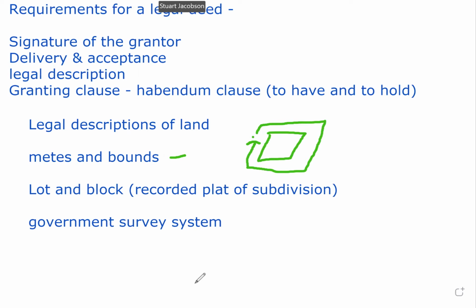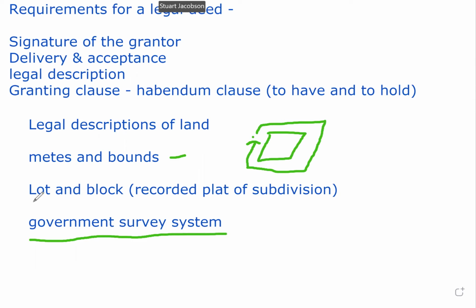So we still use that on the East Coast. There's a lot of states that still use that because if you have a metes and bounds description, it doesn't go away. But what happens is they probably aren't going to be creating any new ones. So when we move out to the West Coast, that's when we use the government survey system. And we'll talk about that in a second.